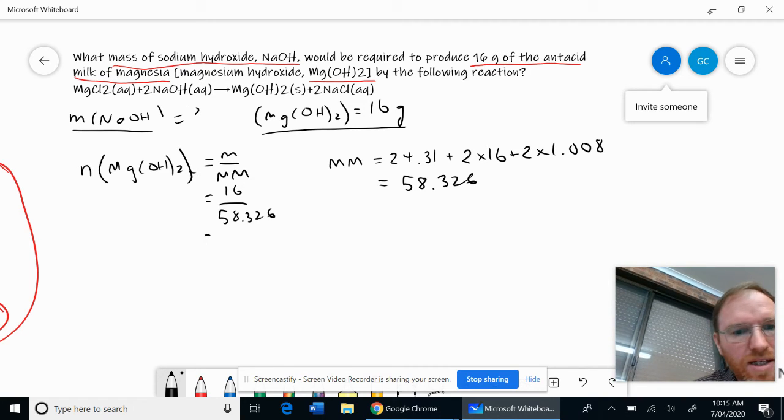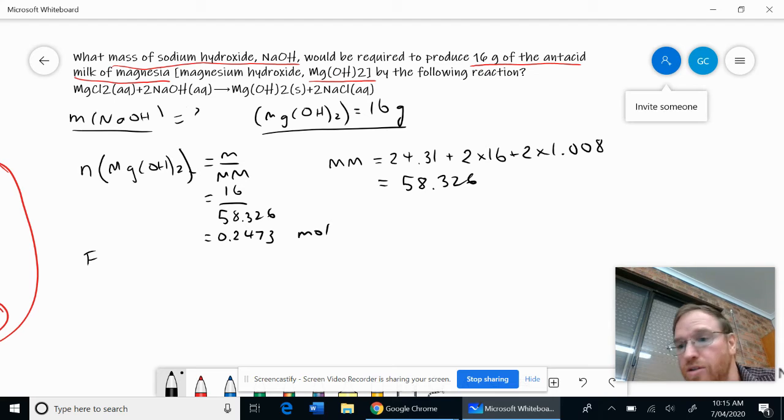I work it out, I get 0.2743 moles. Whoops, 0.2743 moles. And you see how I've laid it out? Someone else could follow what I've done. Then, now that I've got the moles of magnesium hydroxide, I can use my equation.